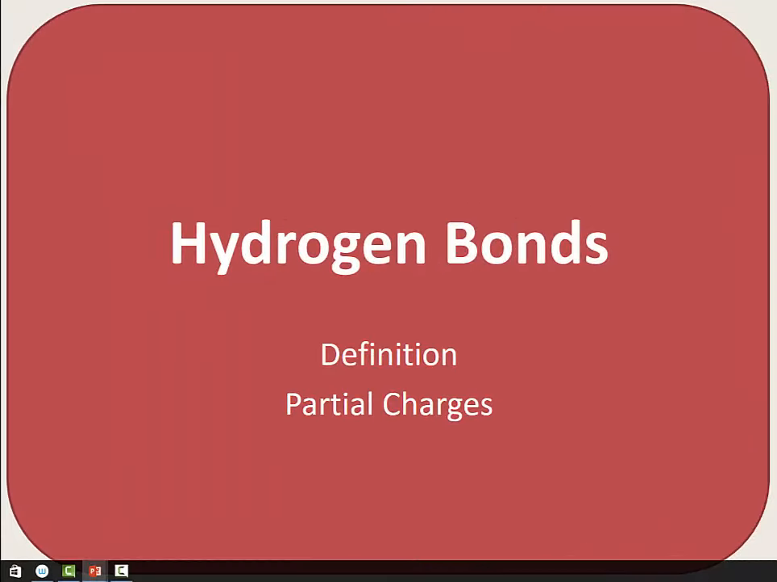The second type of intermolecular force is known as a hydrogen bond. First, we will explain what they are, and then we will explore the nature of their partial charges and how they differ from ionic bonds.